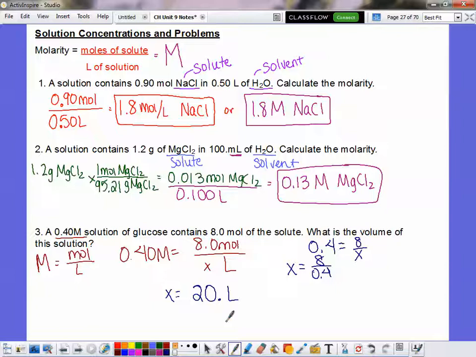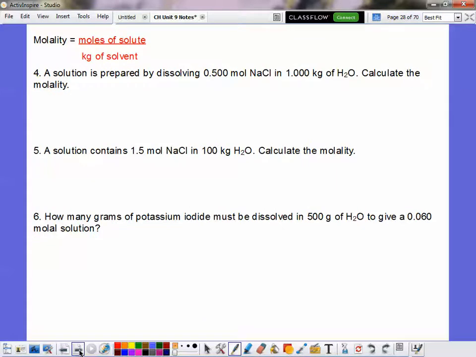Okay, molality, I meant to box this. Molality and molarity are very similar, both in name and in how you calculate them. Molality is moles of the solute on the top, just like molarity, but we're dividing by kilograms of the solvent. So moles per kilogram. Solute always goes on the top because it's always talking about how much of that solute for the whole thing or how much of that solute per the solvent.